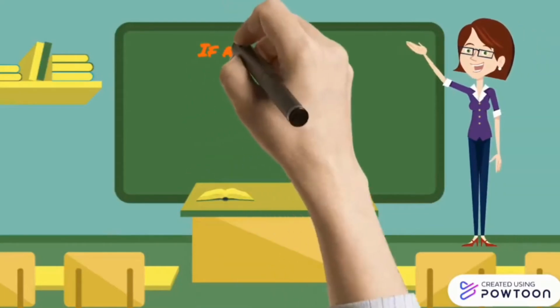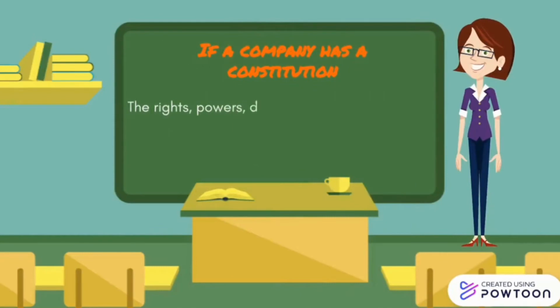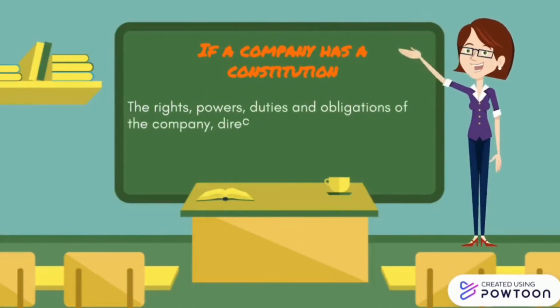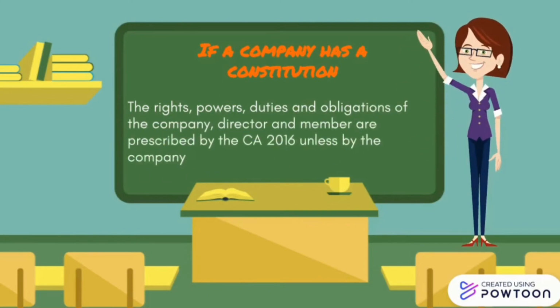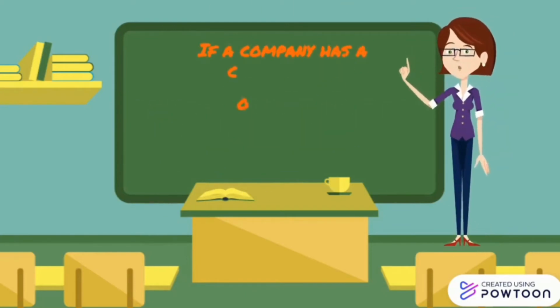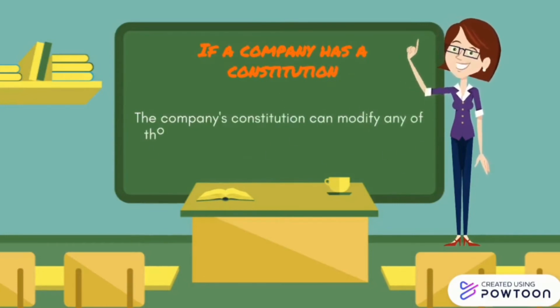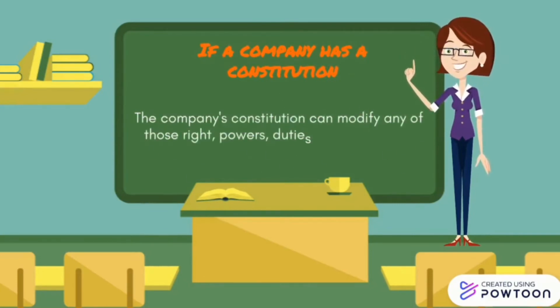If a company has a constitution, the rights, powers, duties, and obligations of the company, directors and members are prescribed by the Companies Act 2016 unless modified by the company's constitution. Also, the company's constitution can modify any of those rights, powers, duties, and obligations only if the Act permits it.